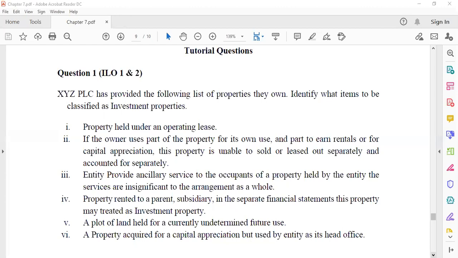So here I need to make a simple amendment. Just take it as property held to be leased, otherwise the required meaning is missing. So I want you to add after the held to be leased, to be leased under an operating lease. Property held to be leased under an operating lease. So make that particular change.